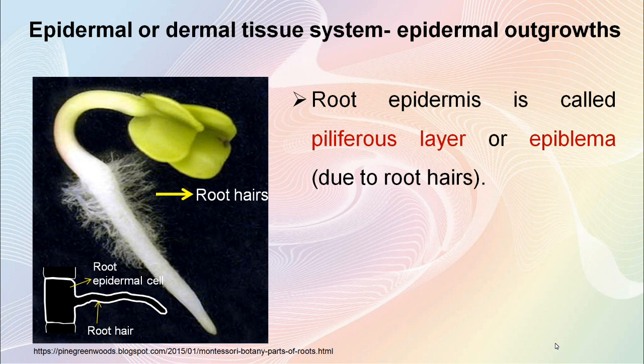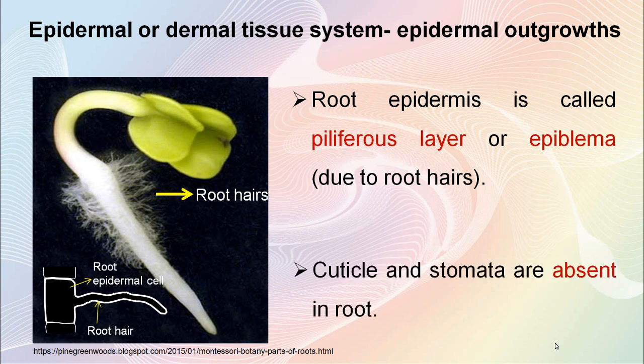In the root epidermis, cuticle and stomata are absent. Cuticle is absent because cuticle is a waterproof material and it will prevent the absorption of water by roots. Stomata are absent in roots because roots don't conduct photosynthesis and so there is no need of gaseous exchange through stomata.